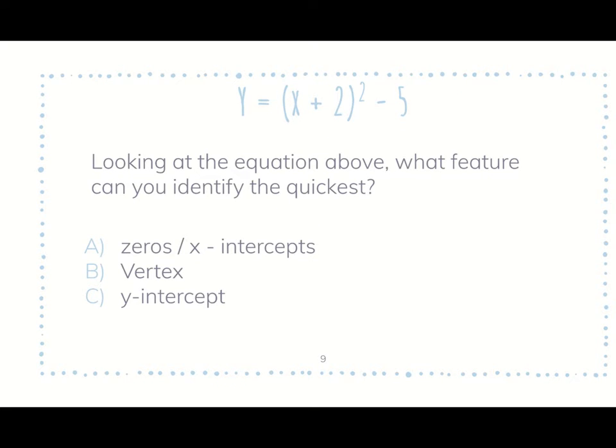So looking at this form, this is vertex form. Looking at the equation above, what feature can you identify the quickest from vertex form? The zeros, the vertex, or the y-intercept? Go ahead and make your selection. Hopefully you came up with vertex. Vertex form quickly tells us what the vertex of that quadratic equation is.